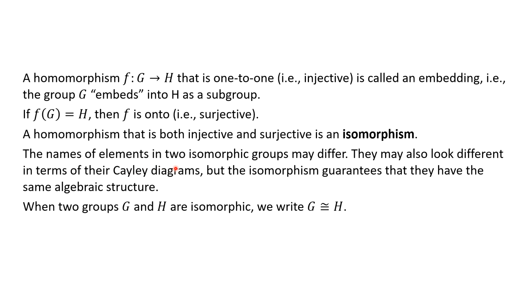The names of the elements in the two isomorphic groups may differ. They may also look different in terms of the Cayley diagrams, but the isomorphism guarantees that they have the same algebraic structure. When two groups, G and H, are isomorphic, we write it this way here. Instead of an equal sign, we have a little tilde on top of the equal sign.